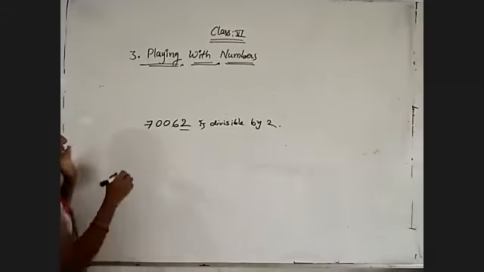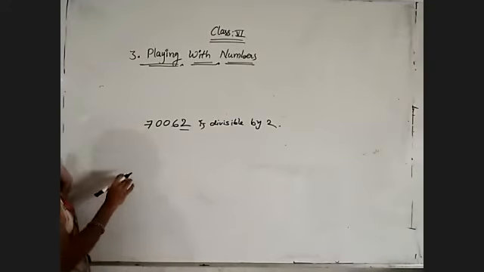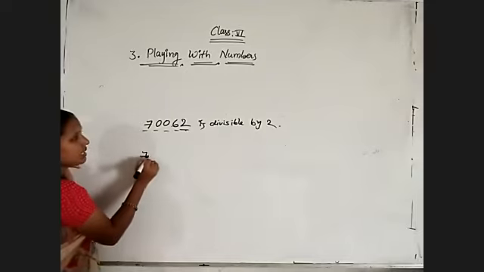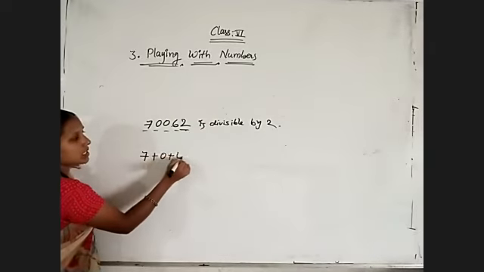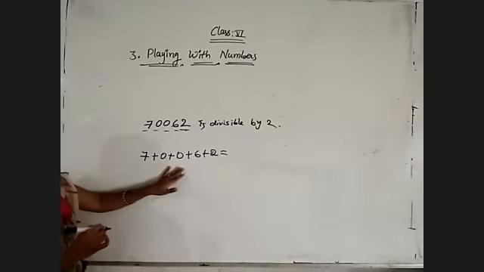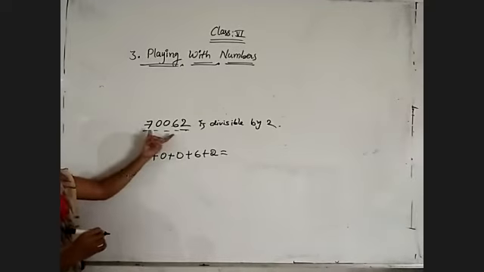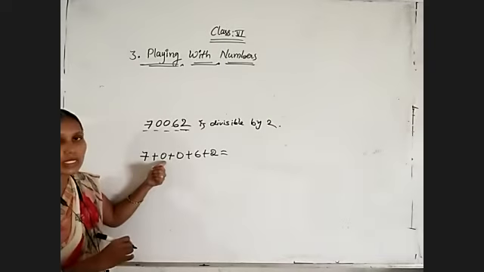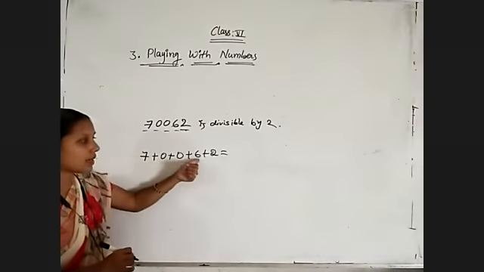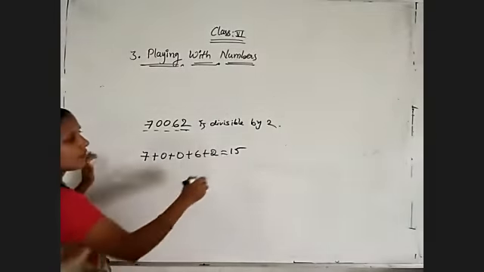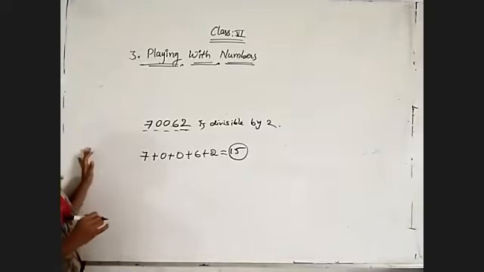Now, whether the given number is divisible by 3 or not, without performing the division, I want to decide. For that, take the sum of each and every digit. That means 7 plus 0 plus 0 plus 6 plus 2. All these digits we are having in this number, so find their sum. What are we getting? 7 plus 0, 7. 7 plus 6, 13. 13 plus 2 is equal to 15. Whether this 15 is divisible by 3 or not.